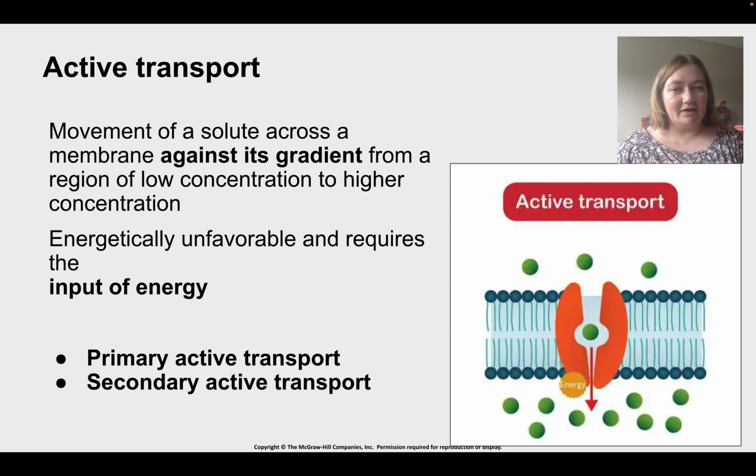So we're moving it against its gradient. This is unfavorable, all right? Molecules don't want to move against their gradient, and in order to do so, they need an input of energy, right? So active transport needs energy in the form of ATP. We're going to talk about two different types of active transport, primary and secondary.